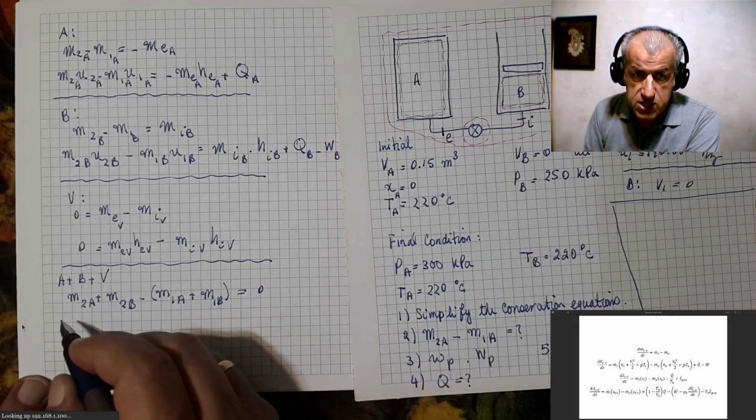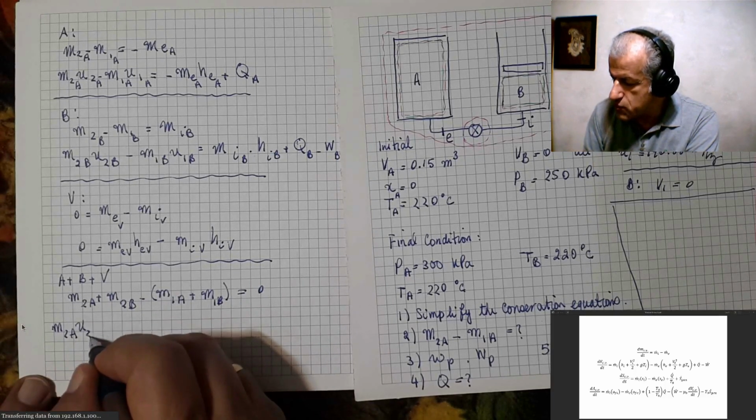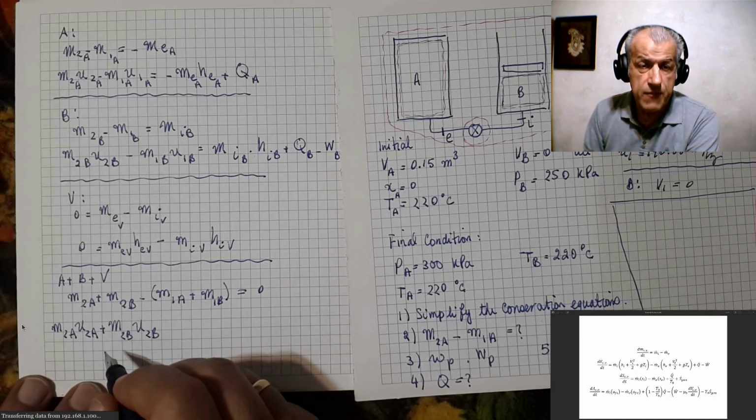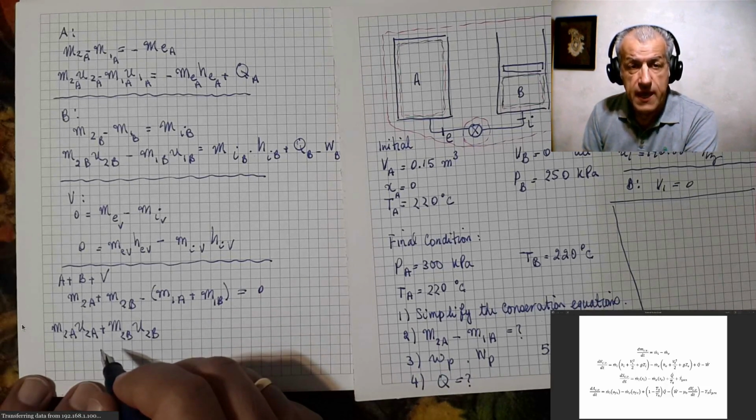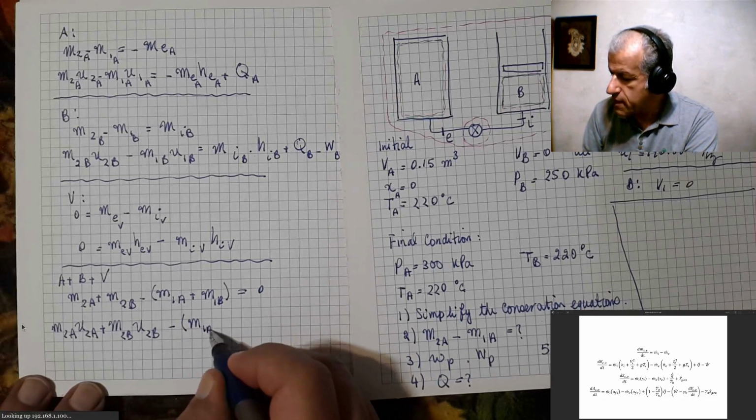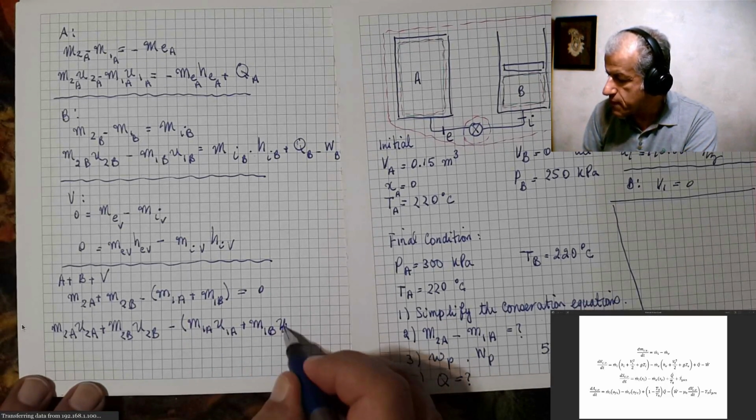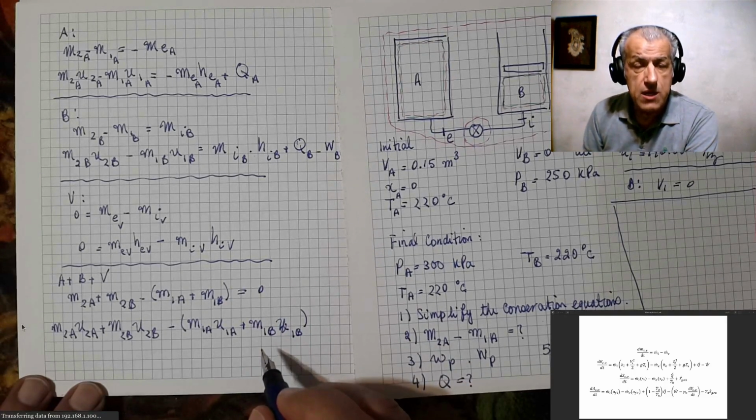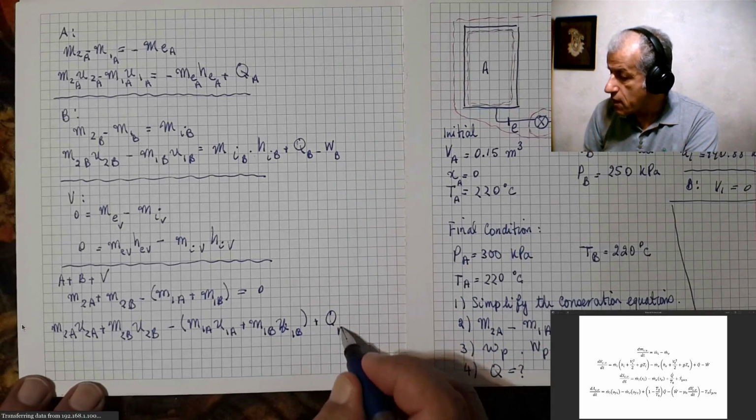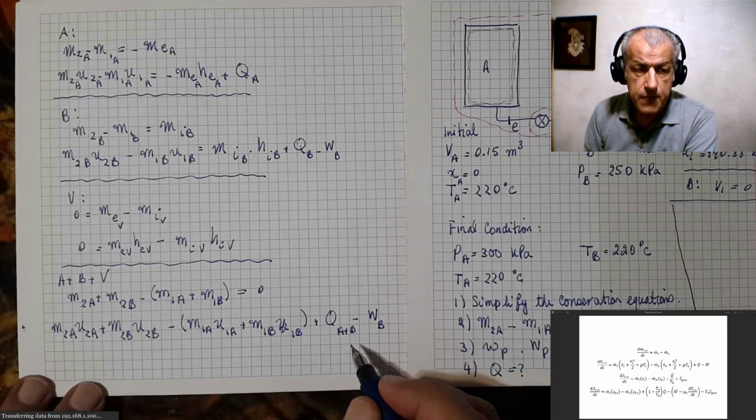Now, as for energy, M2A U2A plus M2B U2B, which is the final energy of both A and B added together, minus M1A U1A plus M1B U1B, which is the initial energy of A and B added together, equals Q A plus B minus W only B, because A does no work.